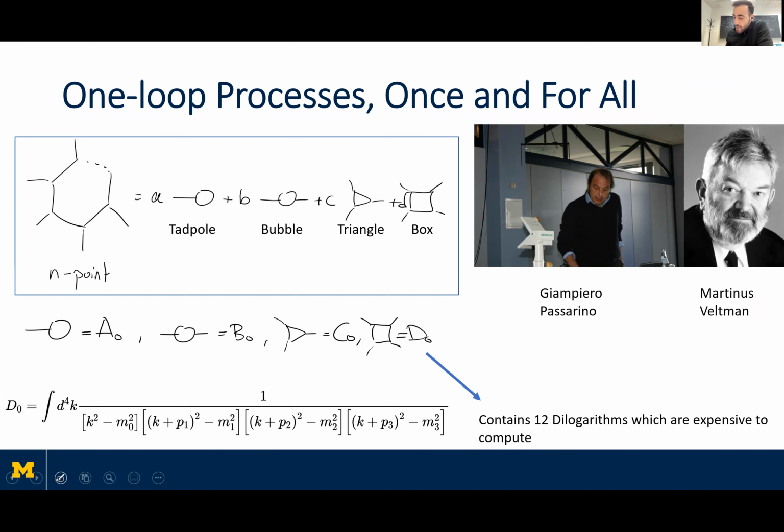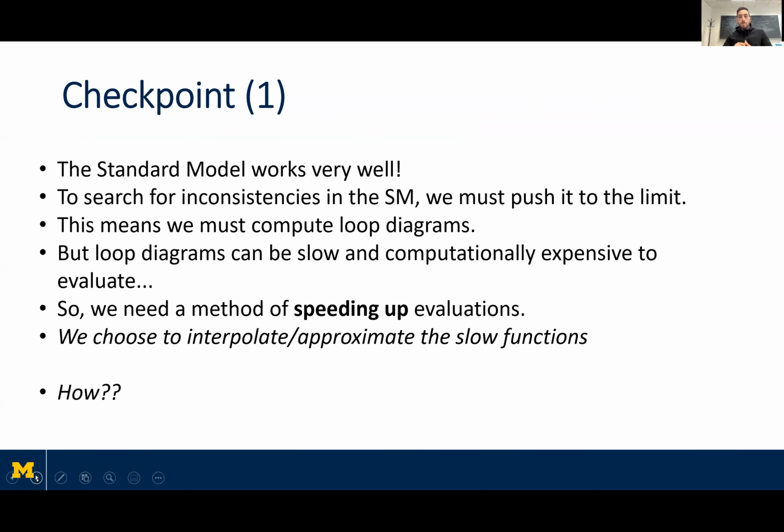So we've reached our first checkpoint here. Let me just quickly review what we've been talking about. The standard model works very well. It's really good. But as physicists, we like to probe our models. We like to find inconsistencies. So we must push it to the limit. This means that I must compute loop diagrams, because loop diagrams are the next correction to the computations in the standard model. Now, the issue is loop diagrams can be slow and computationally expensive. So we need a way of speeding up these evaluations.